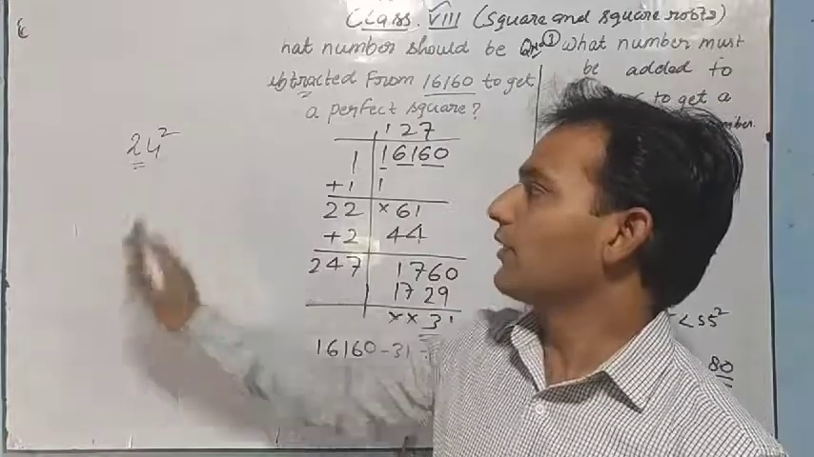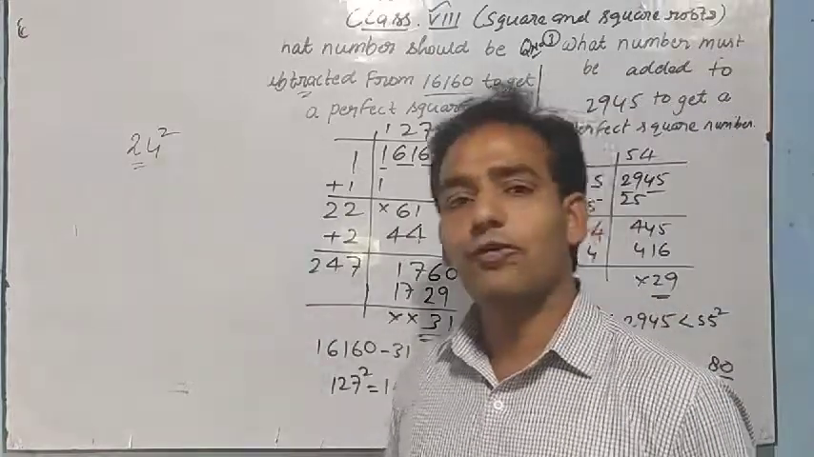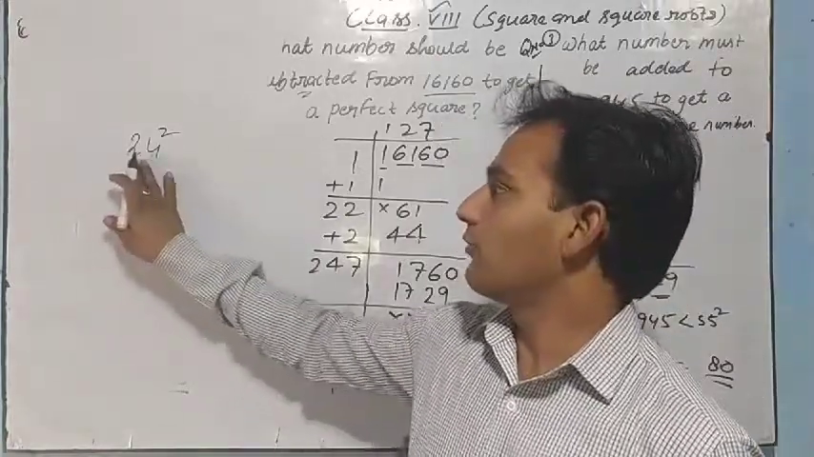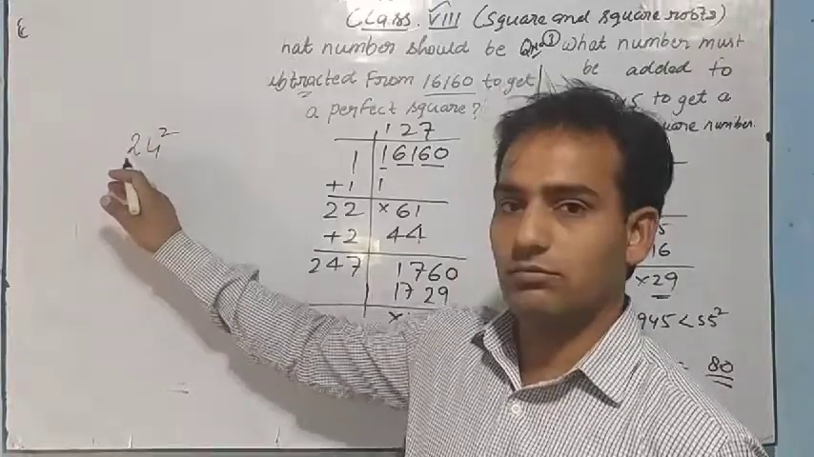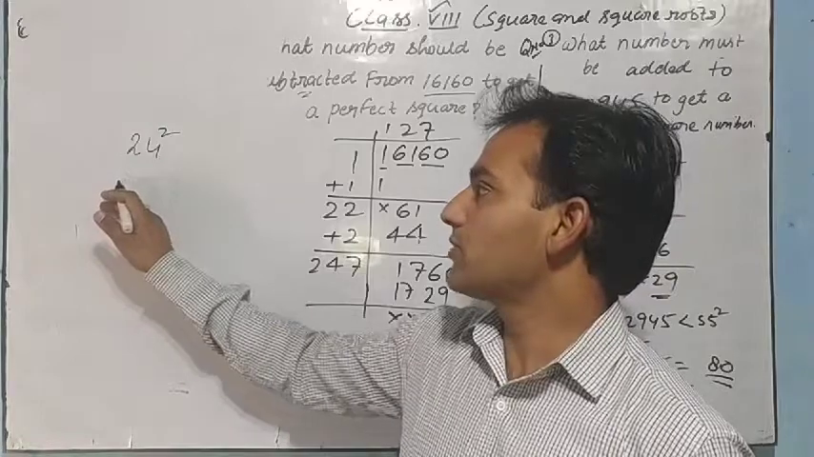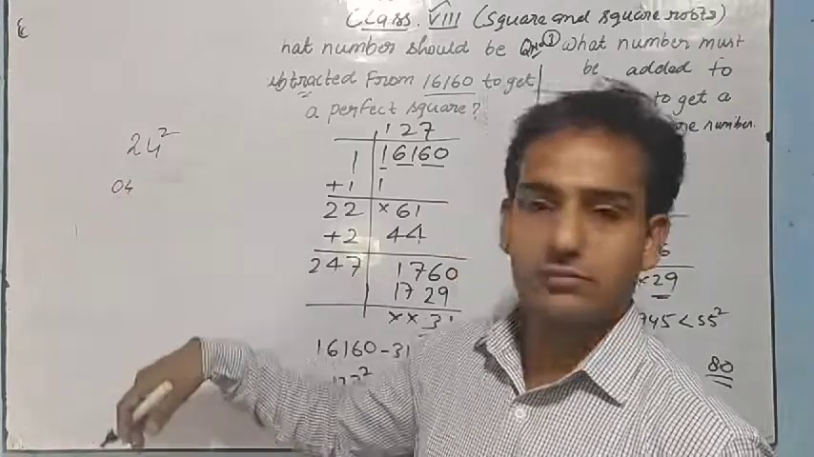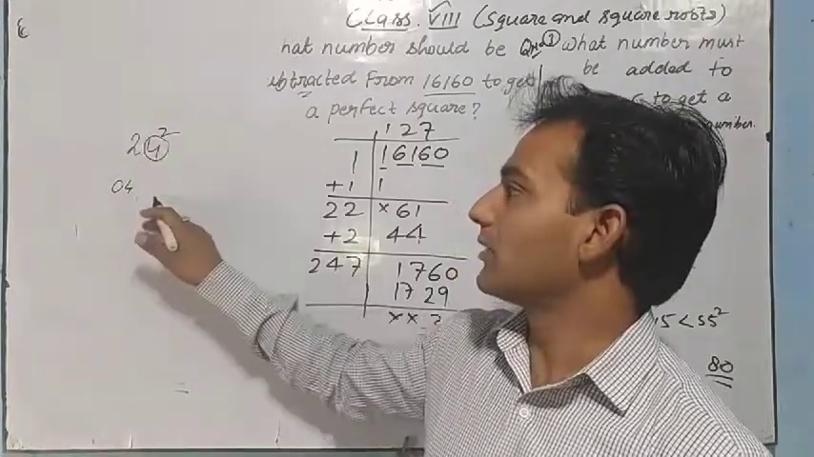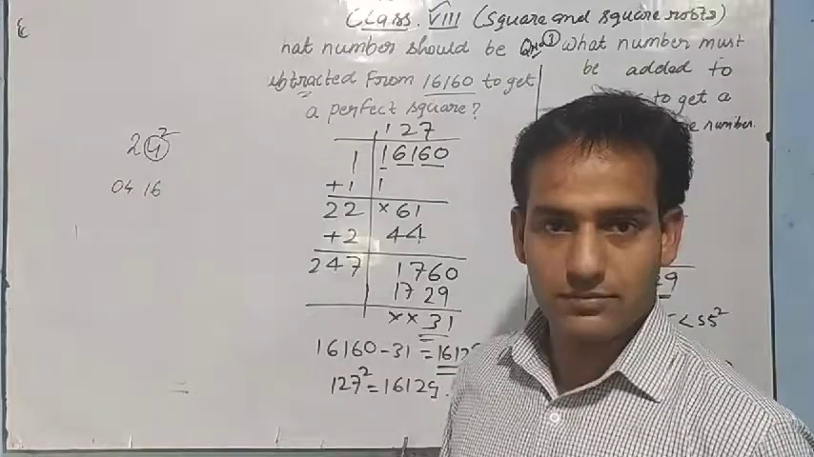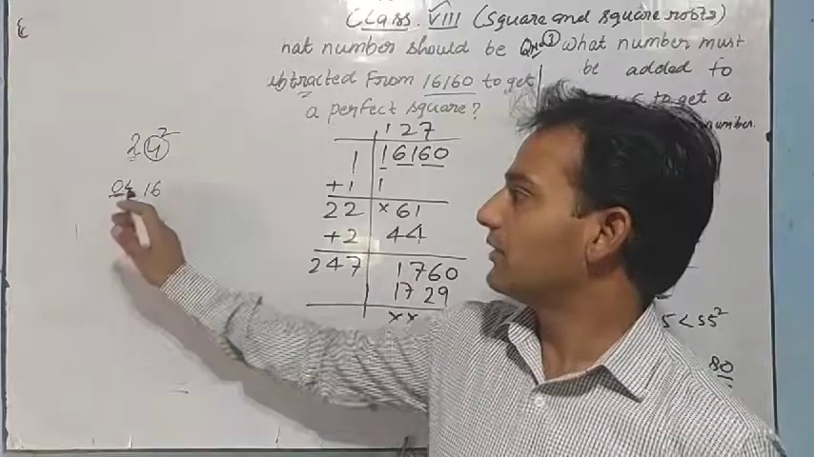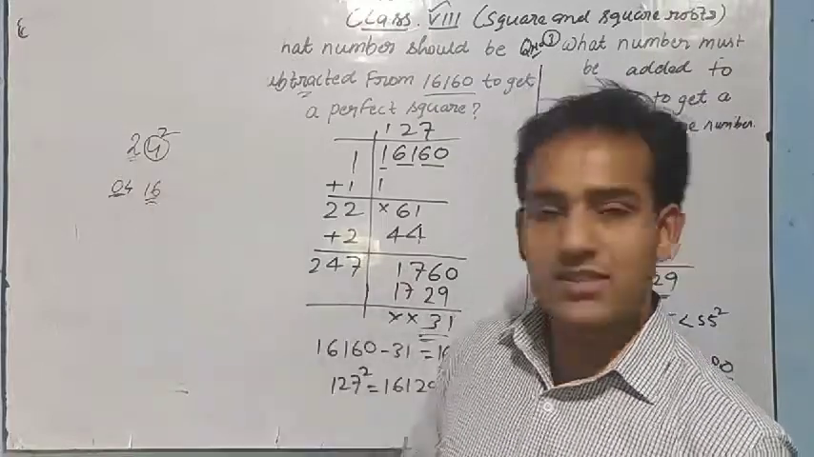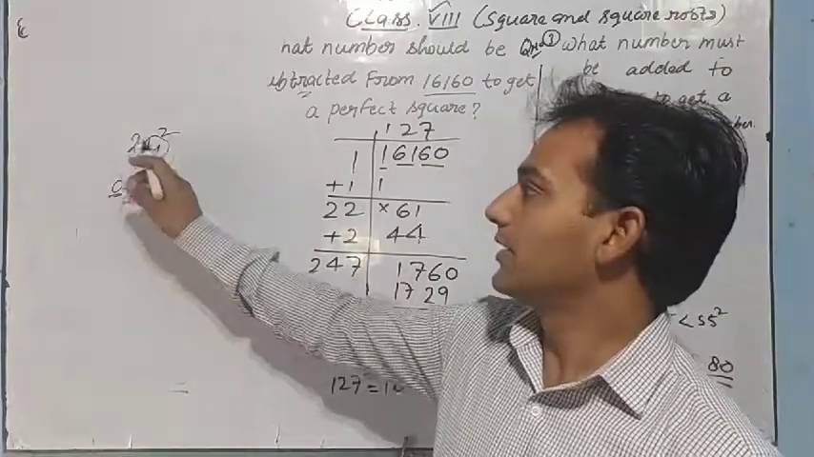See, if we have 24 and we need to get the square of 24. First of all, what we will do is square of 2. Square of 2 is 4. So 2 2s are 4. Square of 4 is 16. Are you getting me? Square of 2 is 4, I have written 04. Square of 4 is 16, I have written 16.